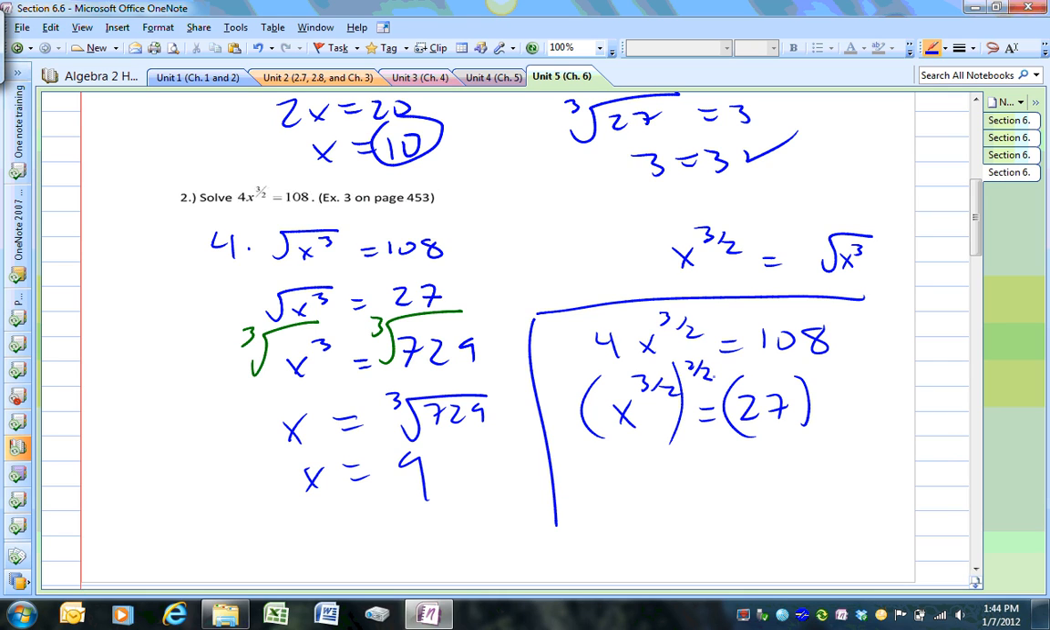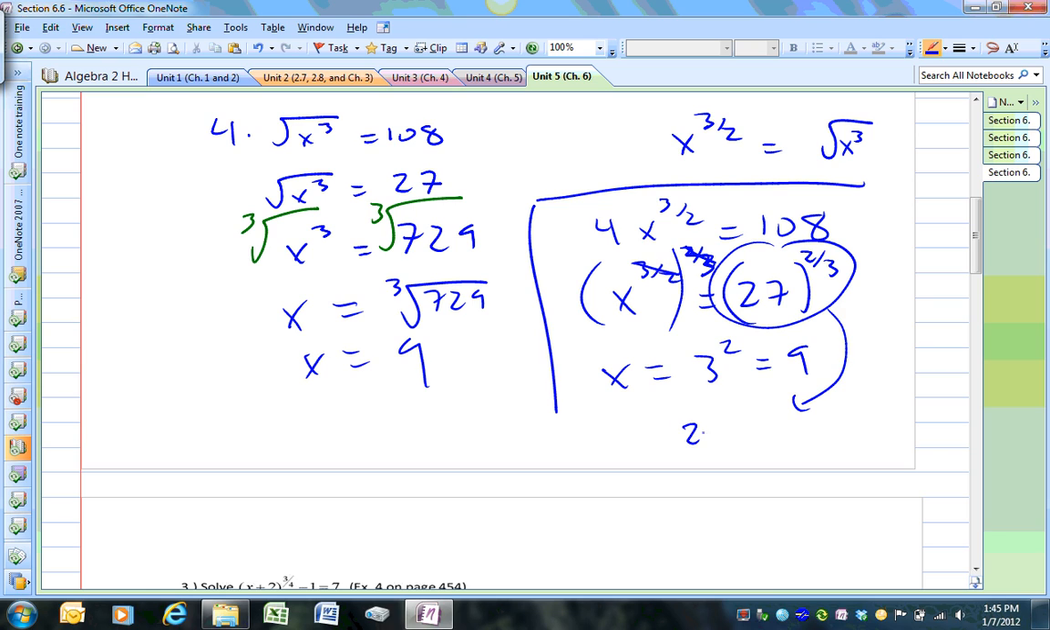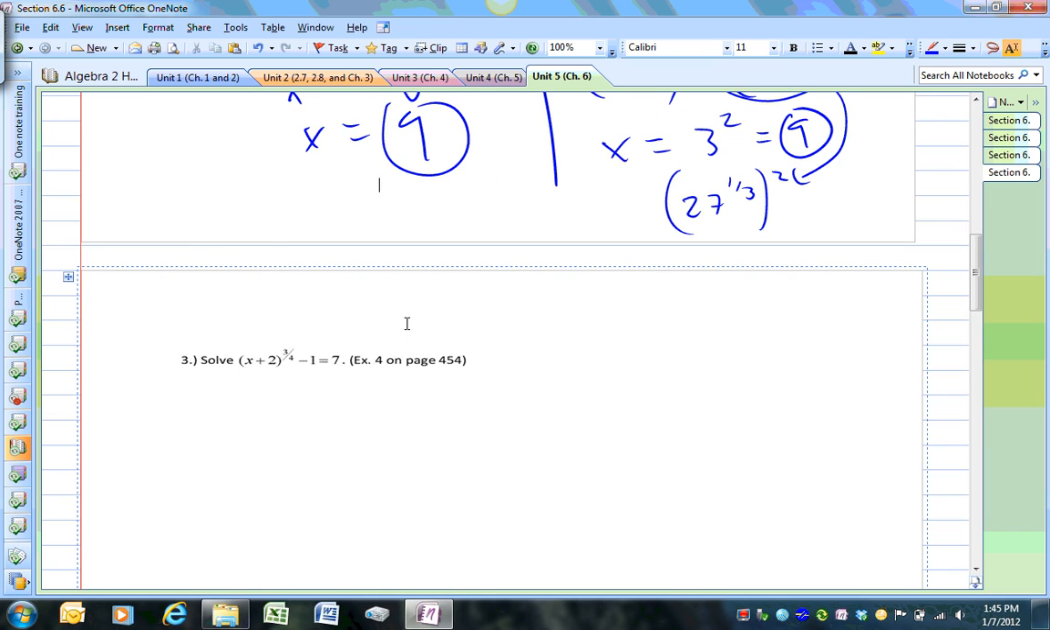is you raise both sides to the 2/3 power. So those cancel. So that'll be 3 squared, which is 9. And here's why I knew that: if you look over here, 27 to the 2/3 is like saying 27 to the 1/3, then squared, which I know is 3, then 3 squared is 9. So a couple ways you could do that one.